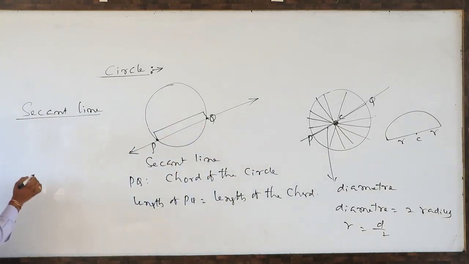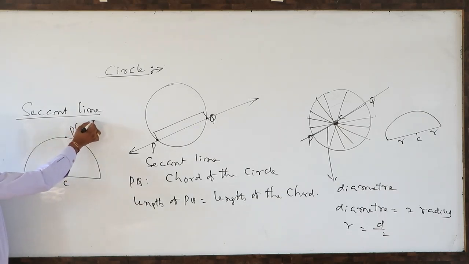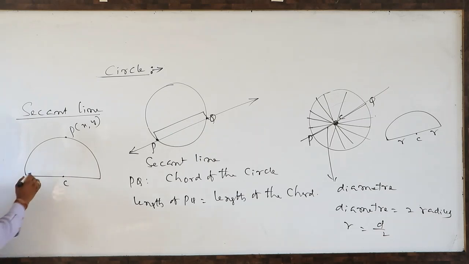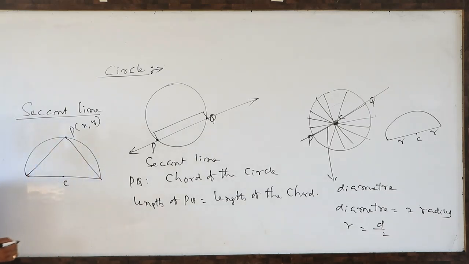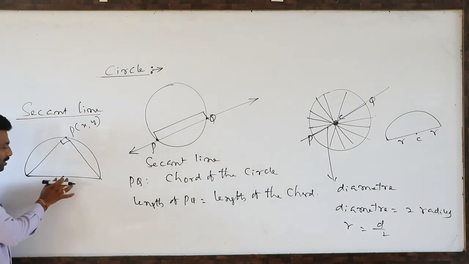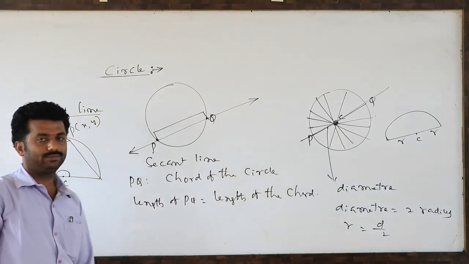Any angle in a semicircle. Suppose this is a semicircle. This is the center. One point P of x comma y I am taking. Any point in the semicircle means any angle in the semicircle is always 90 degrees, because 180 is the straight angle, and half of this angle means 90. So angle in a semicircle means 90 degrees.